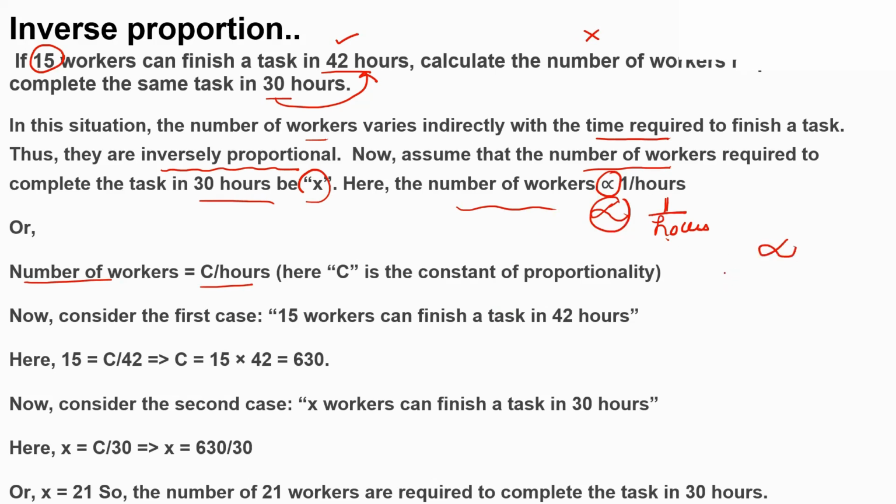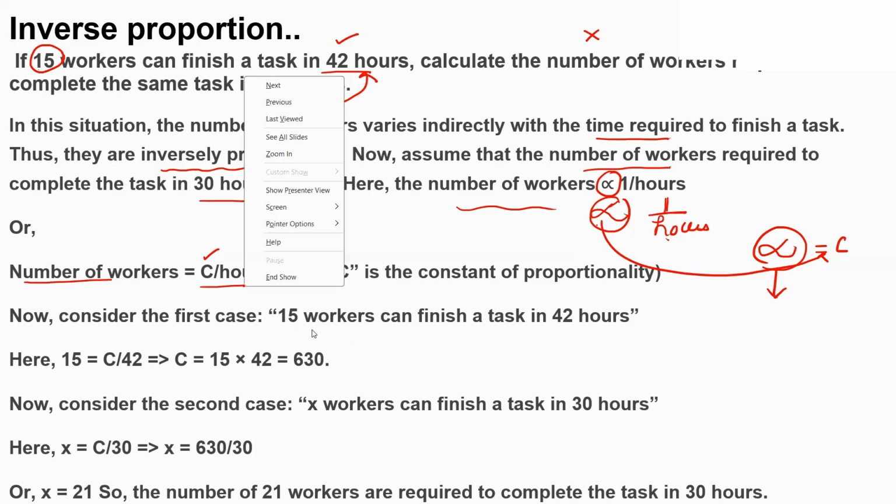It means I don't know actually by how many times it is increasing, if I double it, my R should be double. So I'm assuming it is increasing by C times and so on. That's why we are taking C as a constant of proportionality. So I will make this sign equal to this sign, with the product of C. So number of workers is equal to C by hours.